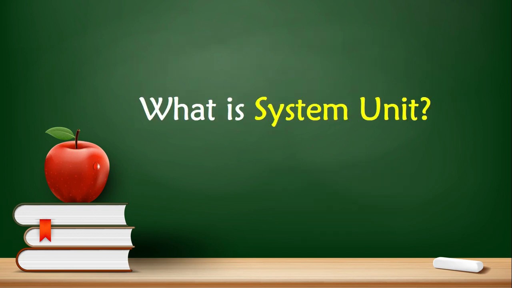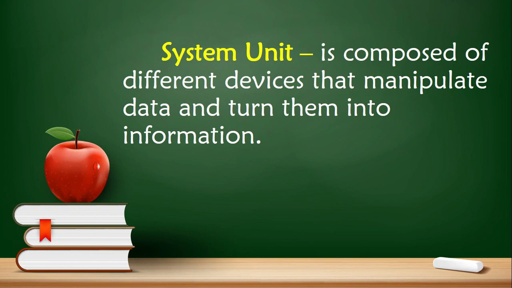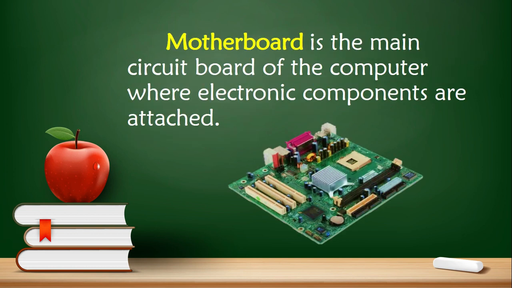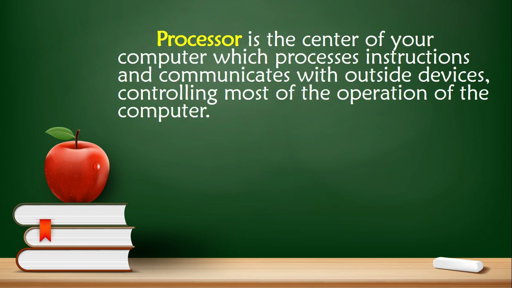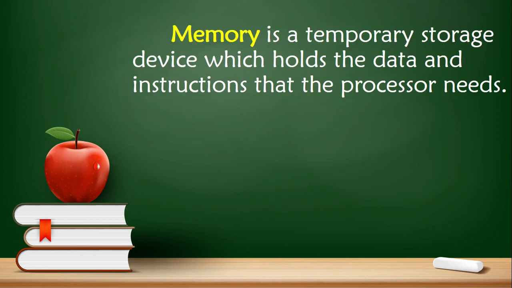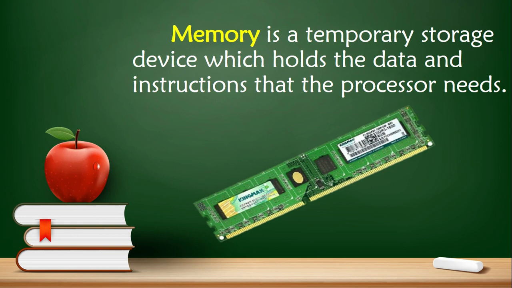What is a system unit? A system unit is composed of different devices that manipulate data and turn content into information. The motherboard is the main circuit board of the computer where electronic components are attached. The processor is the center of your computer, which processes instructions and communicates with outside devices, controlling most of the operations of the computer. Memory is a temporary storage device which holds the data and instructions that the processor needs.